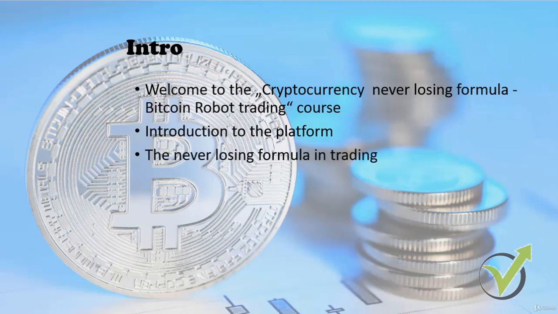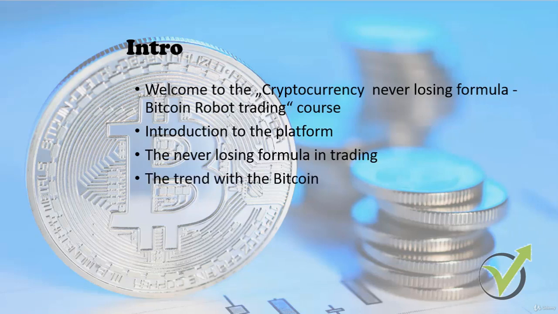The other thing that we will go through is the never losing formula in trading. Simply, the purpose of this formula is to exit every losing trade with zero losses or with a small profit. I have calculated this formula especially for Bitcoin because it's the most traded asset and it's very volatile recently, so we need to make sure that we are not going to have any losses with it.